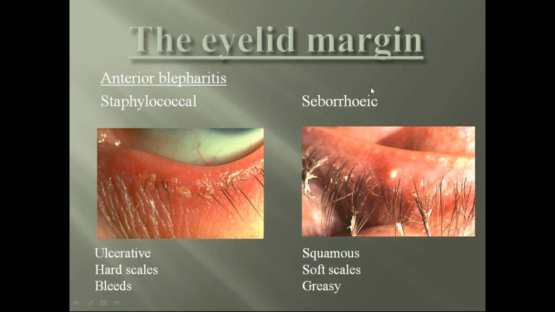There is another example called seborrheic blepharitis. It is very greasy. Here it is hard and scaly, and here it is very greasy. There is matting of eyelashes. The eyelashes are stuck to each other, and there are soft scales. The scales are soft and squamous in nature. Here it is ulcerative, and here it is squamous in nature, usually along the anterior lid margin. So we have two basic types: staphylococcal and seborrheic. Seborrheic is greasy, and this is hard and ulcerative.